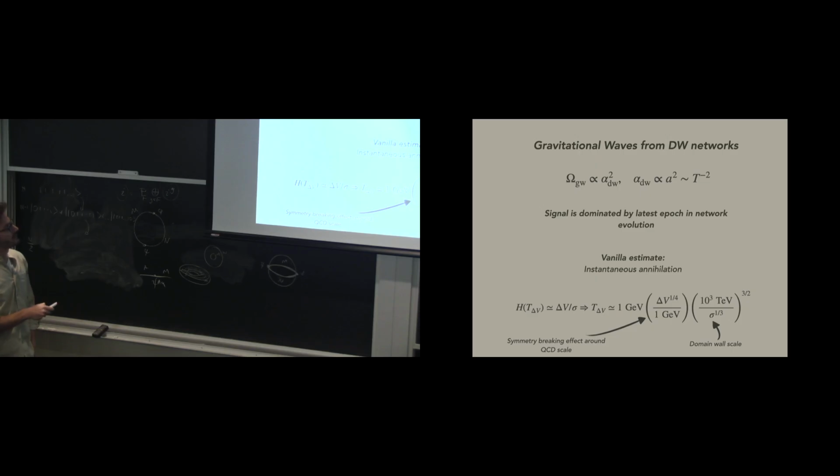The reason why the signal is dominated by the latest epoch, the epoch of annihilation, is precisely that the energy density in this source grows rapidly compared to the background. So that's the fraction of the energy density in domain walls. It grows like a squared, so 1 over temperature squared, and this is due precisely to the fact that the equation of state of this gas is negative. So it grows very much more rapidly than matter.